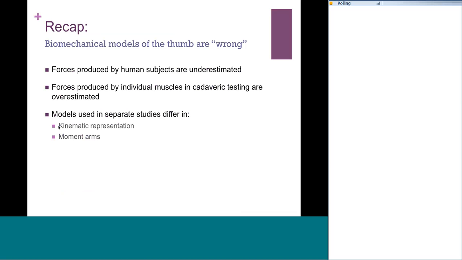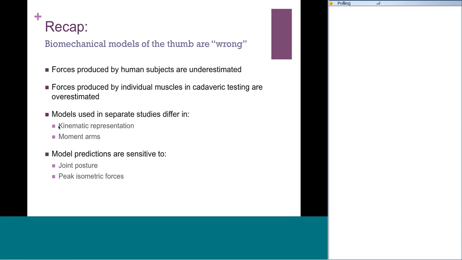I've also highlighted some differences in the different models that have been used to generate these conclusions, including that the kinematic representation can be different across models, and that there are moment arms that are based directly from the literature and moment arms that are based on more musculoskeletal modeling techniques, and neither of those replicate the data. In addition, I've shown you that the model predictions are sensitive to the joint posture.